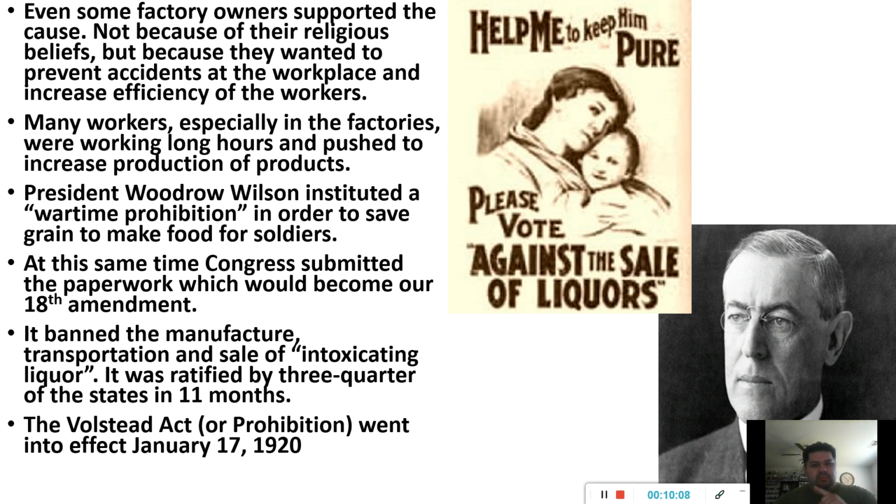Again, that means every type of alcohol that can be drunk and consumed to get, in a sense, drunk. And it was ratified by three quarters of the states in 11 months. So in less than a year, they were able to get it passed by both houses of Congress, the House of Representatives and the Senate, and then ratified by three quarters of the states of the United States. And from there, boom, it's a law, and it went into effect January 17th, 1920.